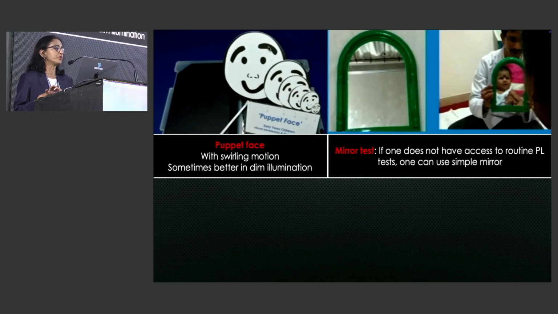All these are not possible. What is the very minimal or very simple option? You can do a mirror test. If one does not have access to routine preferential looking tests, you can use this.